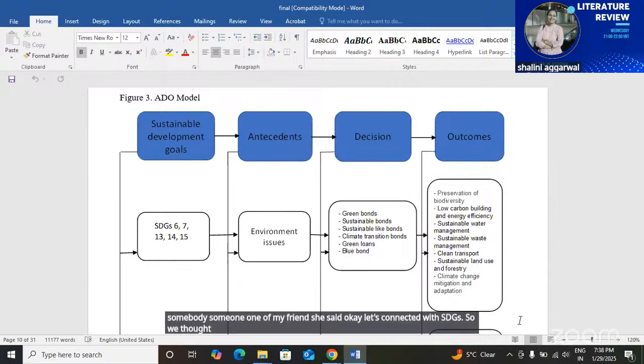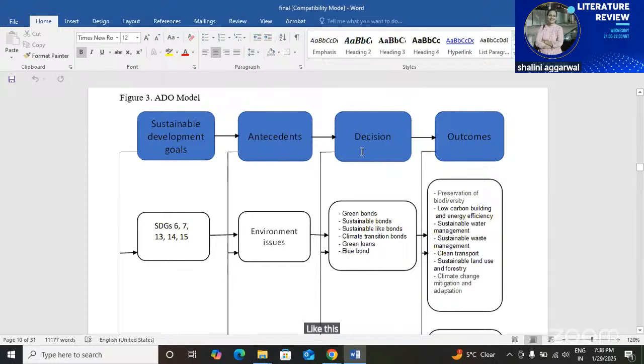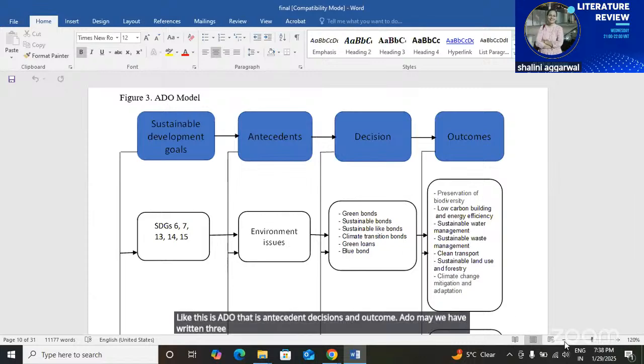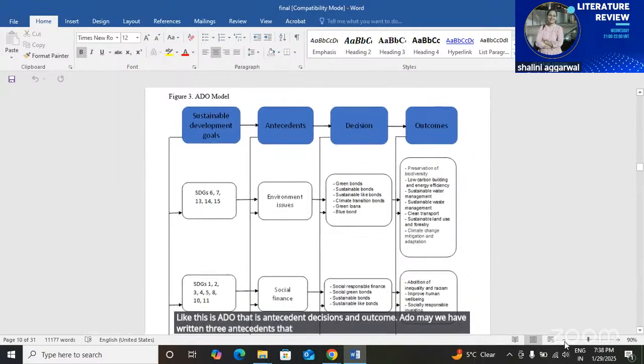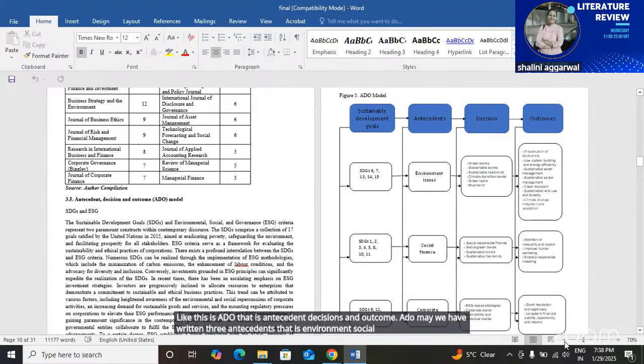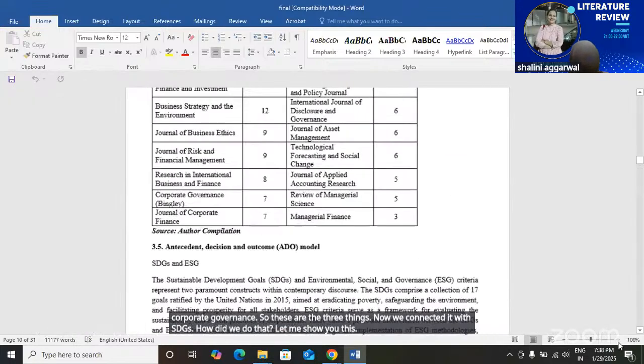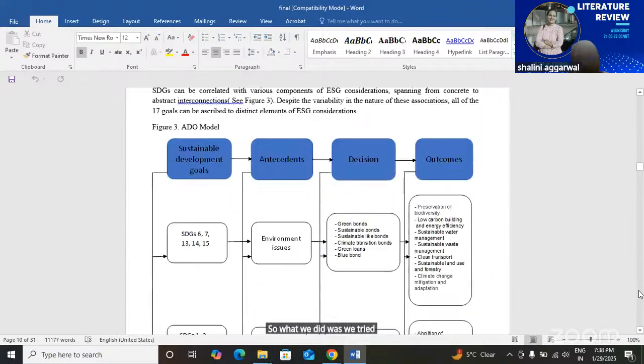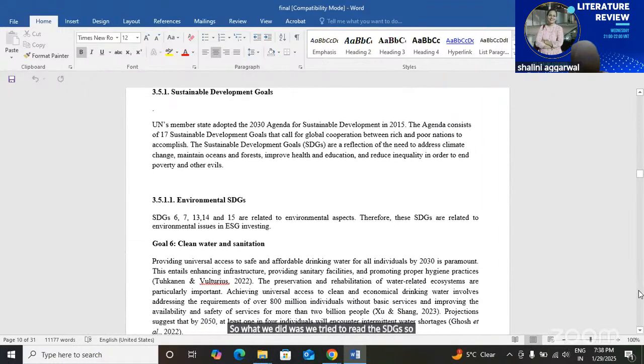Now what we have done in this paper is, this is ADO, that is antecedents, decisions, and outcomes. In ADO we have written three antecedents: environment, social, and corporate governance. Now we connected it with SDGs. How did we do that? Let me show you this. We tried to read the SDGs.